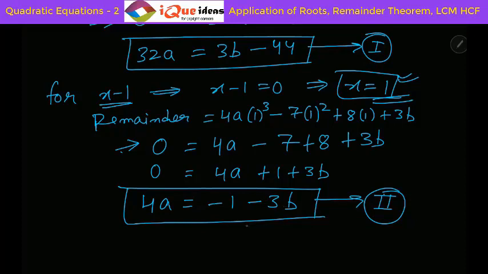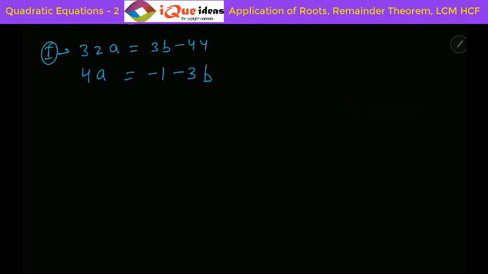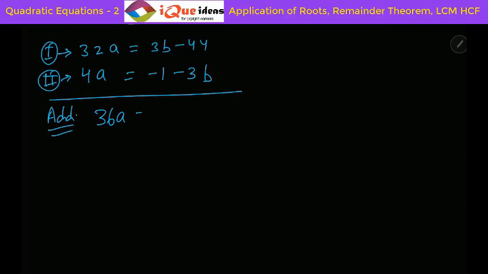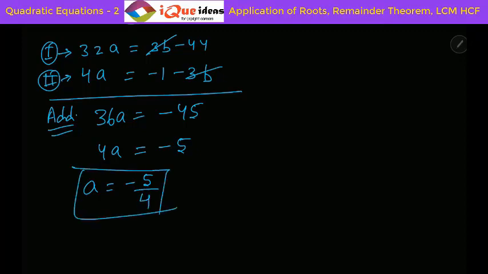Let's simply add these two equations. So what I'll do, I'll write these two equations again and then we will add them. So this was equation number 1 and this was equation number 2. If you add them, left hand side will be 32a plus 4a, that is 36a. Right hand side will be 3b cancelled. So we have minus 1 minus 44, that is minus 45. 9 cancels 36 4 times and 45 5 times, so it is minus 5. So 4a is equal to minus 5, that means a is equal to minus 5 by 4. Right, so we have calculated the value of a here.